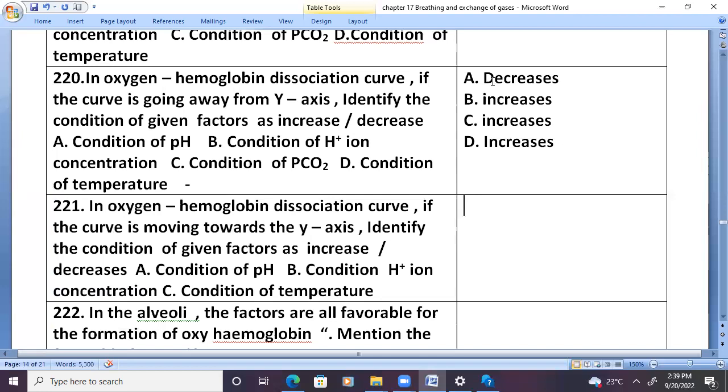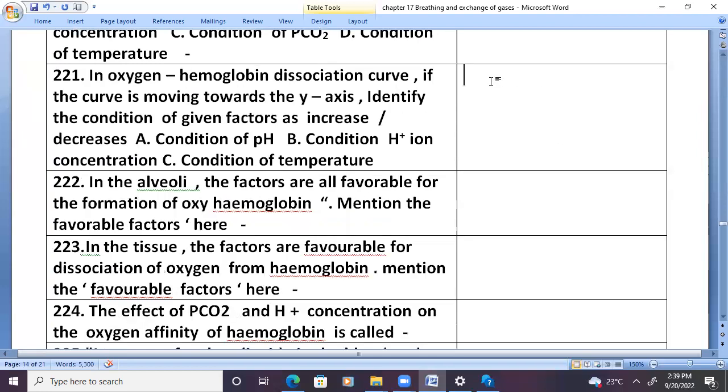In the oxygen hemoglobin dissociation curve, if the curve is moving towards the y-axis, identify the conditions of the given factors as increase or decrease. First, pH increases, H+ ion concentration decreases, and temperature decreases.